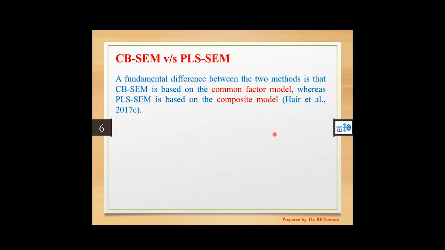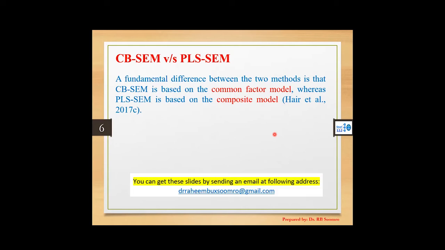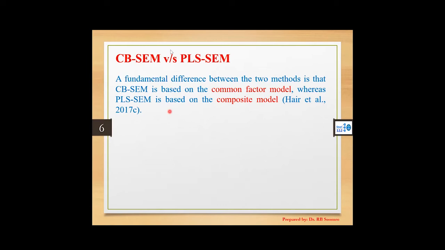But if the sample size is more than 200 or 300, surely it's a large sample size. So when you have a large sample size, CB-SEM, the common factor approach, is a good approach to choose. And when you have a small sample size, less than 100 or even less than 50, then a composite model is a good choice to apply. So this is the basic difference between CB-SEM and PLS-SEM.